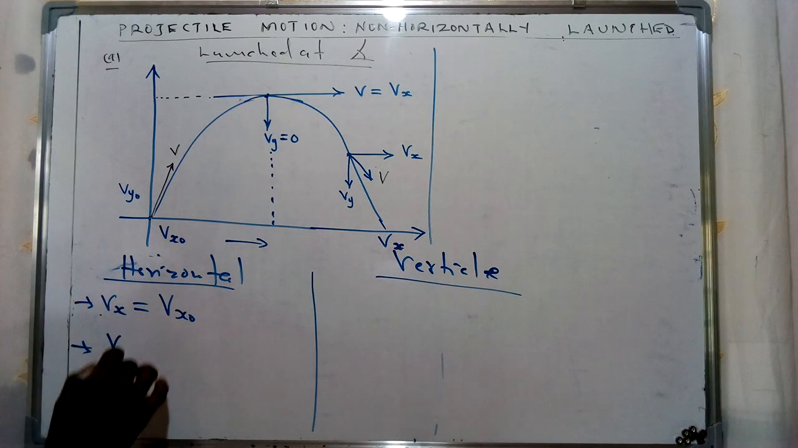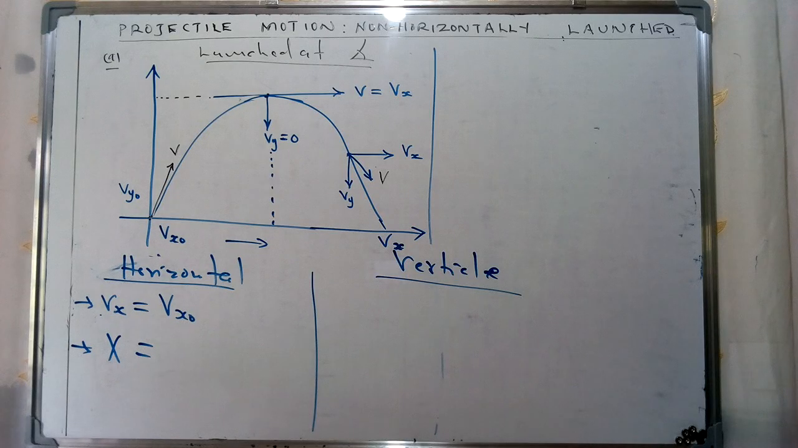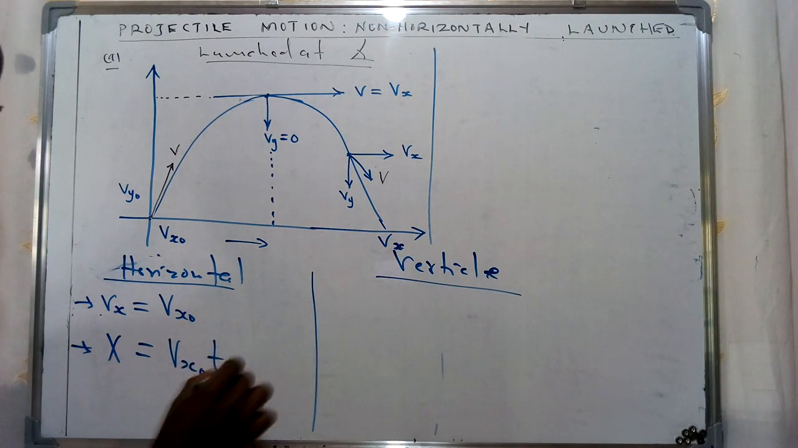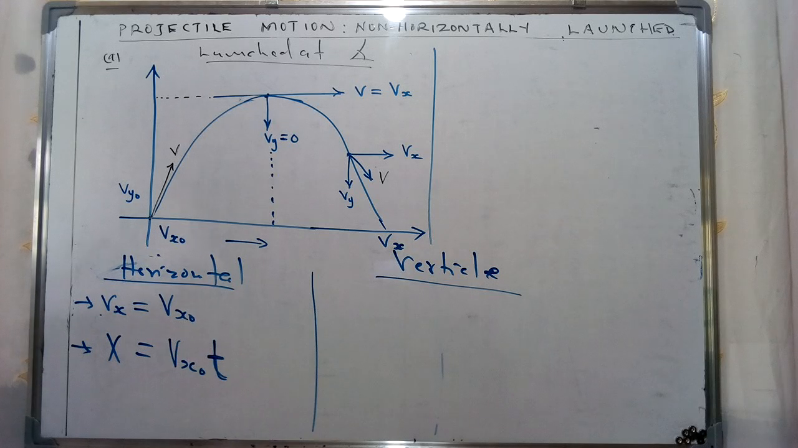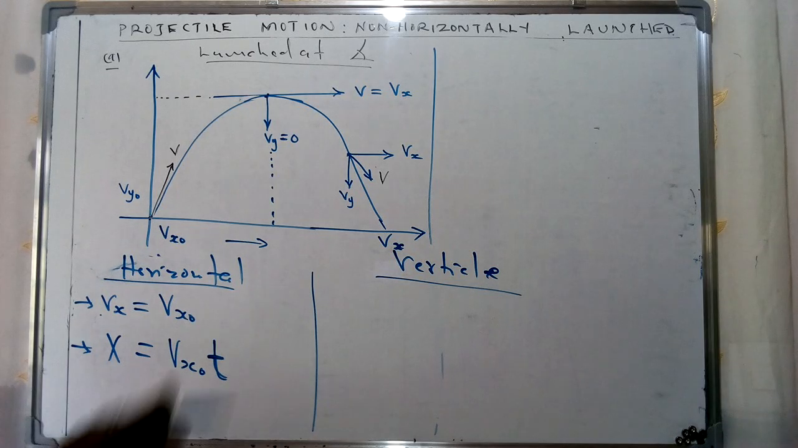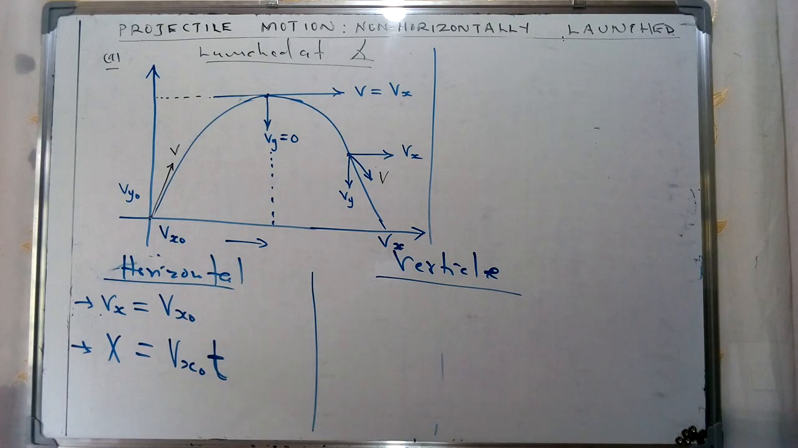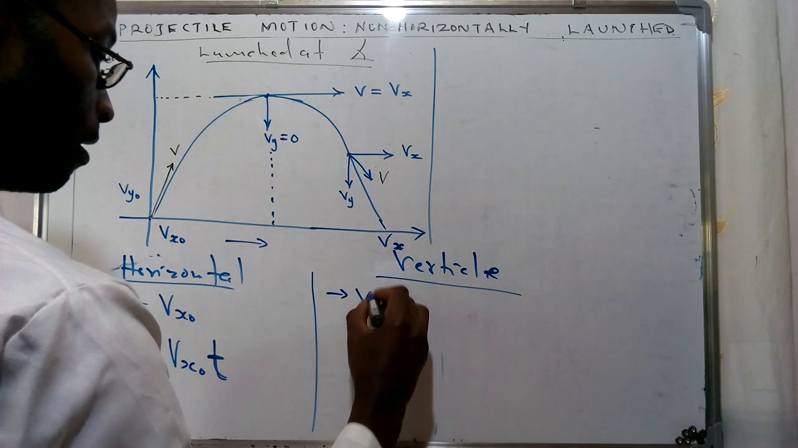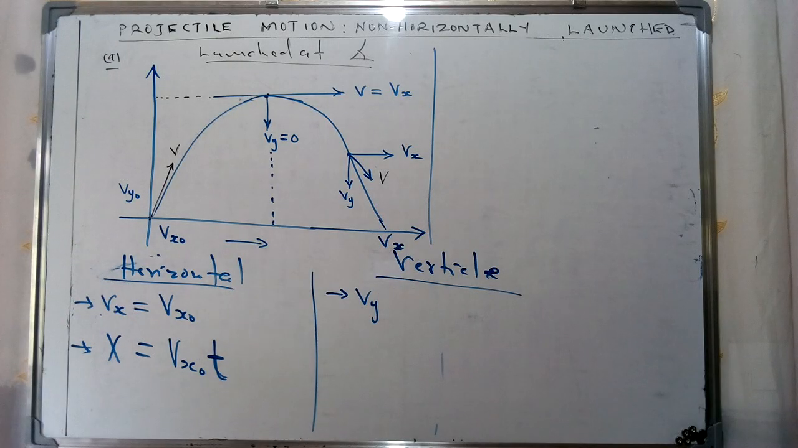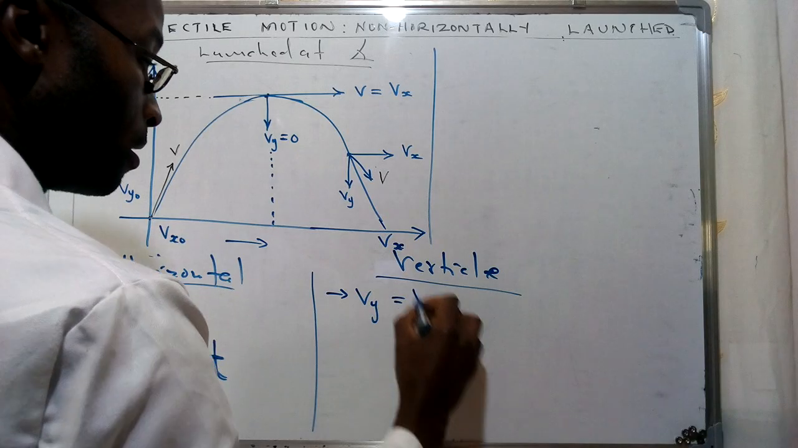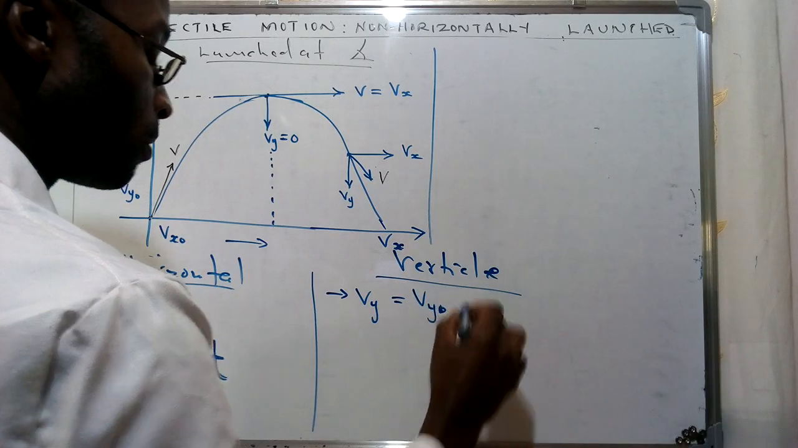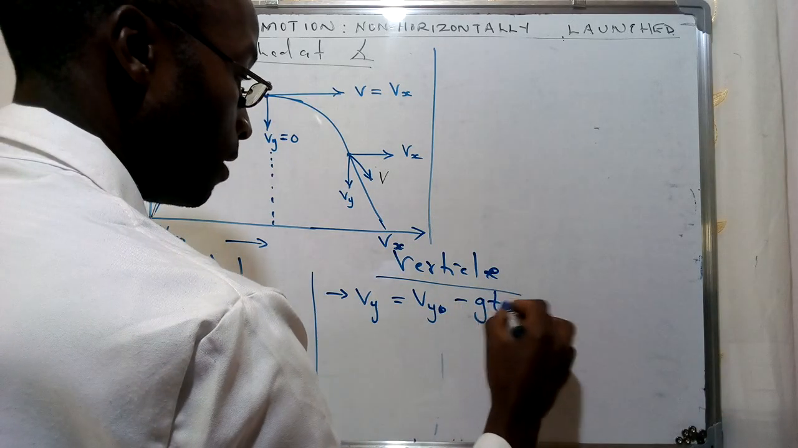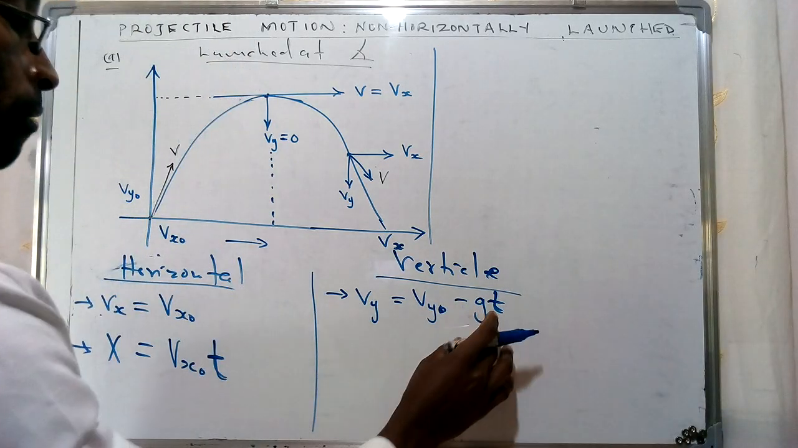We can also give the displacement of this particle along the x direction in terms of the velocity times time, which is given by this specific product, and this gives us our horizontal displacement. If we look at the vertical motion, we can describe the velocity from the first kinematic equation, given as the initial velocity minus the product gt, where g is the acceleration due to gravity.